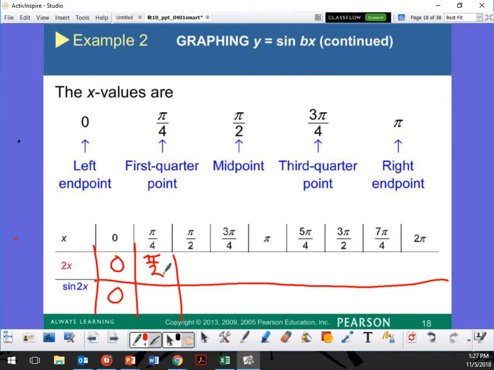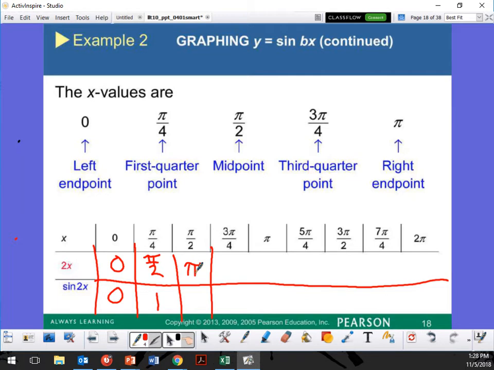Okay, pi over 2. So now put your finger on pi over 2. The sine value is the y value, so that's going to be 1. Right here. Very next top one will be pi, right? Just pi? So 2 times pi over 2 will just be pi. Yes, it is just pi.